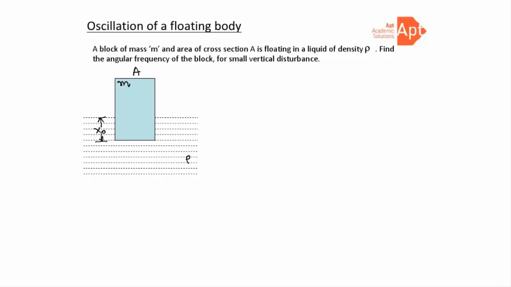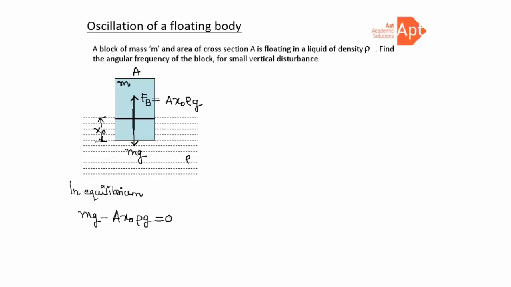So in equilibrium condition we have the force equation as mg downwards and the buoyant force Fb upwards, right? The value of this buoyant force is equal to the weight of the liquid displaced. The volume of the liquid displaced is A into x naught. Multiplying by the density rho gives the mass of the liquid displaced, and multiplied by g it is the buoyant force Fb. So in equilibrium we have mg minus A x naught rho g is equal to 0, or simply x naught is equal to m upon A rho. This is from the initial condition.